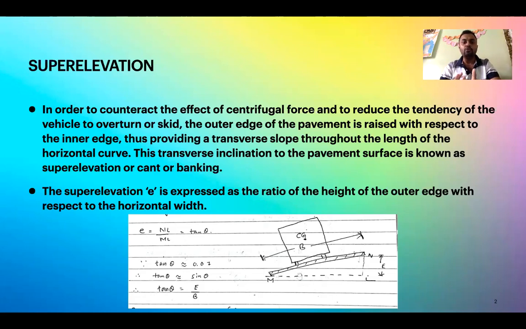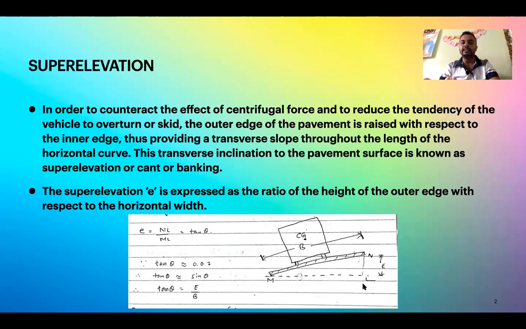Okay, so how is super elevation expressed? It is expressed by the letter small e, and it is given by the ratio of the height of the outer edge which is raised to the horizontal width. In the given diagram, you can see that e equals NL by ML, where NL is the raise provided with respect to ML. This length ML is approximately equal to the length capital B, that is the width of the road, because it is difficult for us to calculate the actual horizontal length ML.